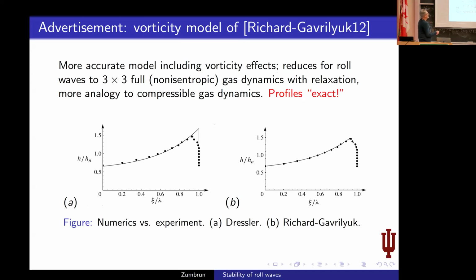Okay, but Richard Gavrilyuk, which we could think of as it turns out to be compressible Euler with the energy equation, some energy equation, and then a right-hand side. So that's kind of fun. And that's incorporating another entropy. And look how it matches with the experiment. You can't see any daylight there.